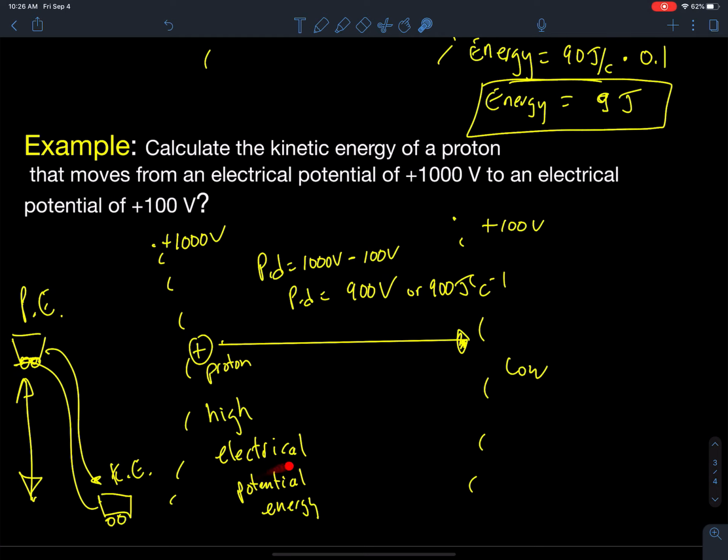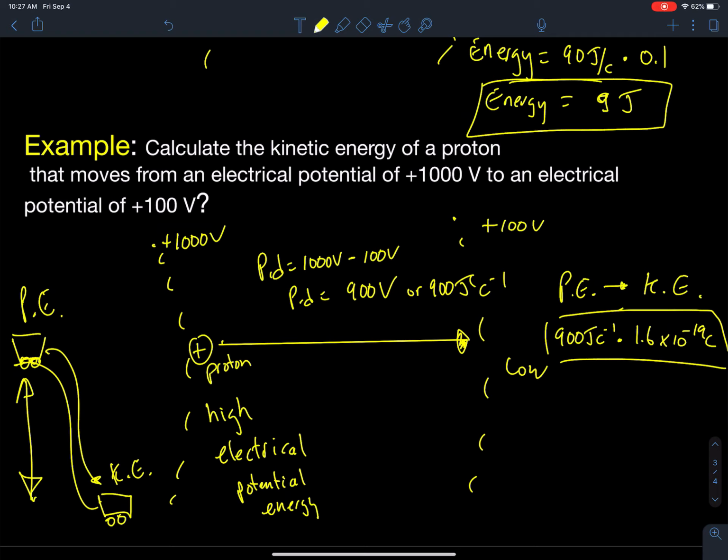So whatever energy I find associated with that potential difference in that proton is going to go to kinetic energy. So the potential energy is going to be converted into kinetic energy. In order to calculate the potential energy, I would take 900 joules per coulomb times the charge of a proton, which is 1.6 times 10 to the minus 19 coulombs. Once I multiply those together, that would give me the total kinetic energy for that proton.